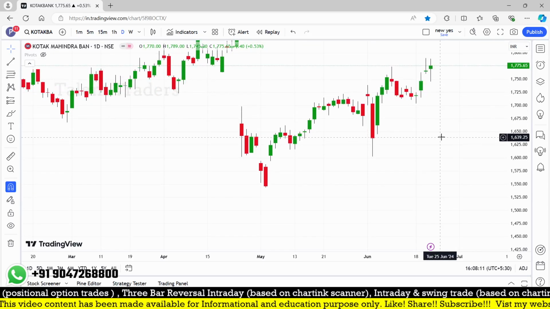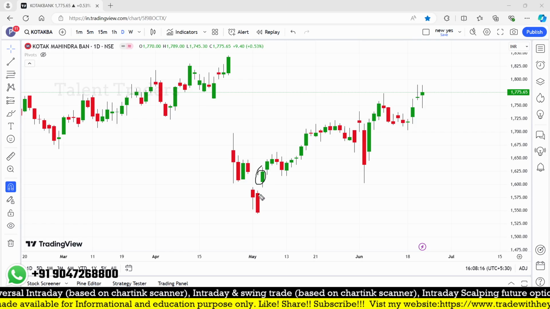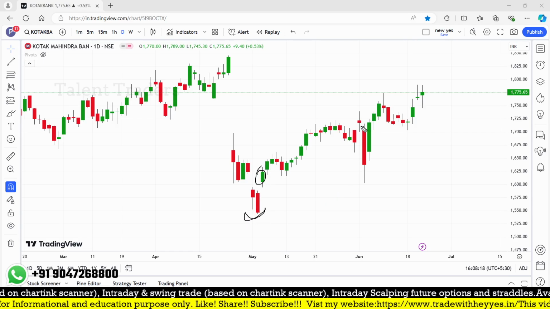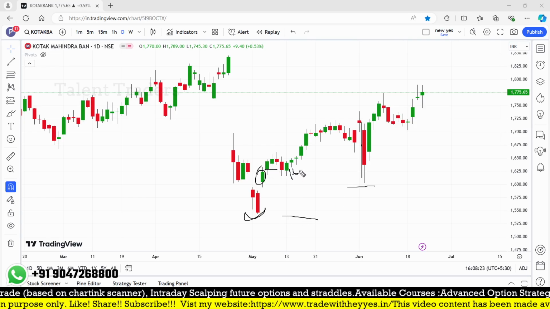Many stocks triggered, but in this particular stock, the swing opportunity which we found here, and this is the swing low. But even on that election result day also the swing low is not broken, and it is continuous from 1625.